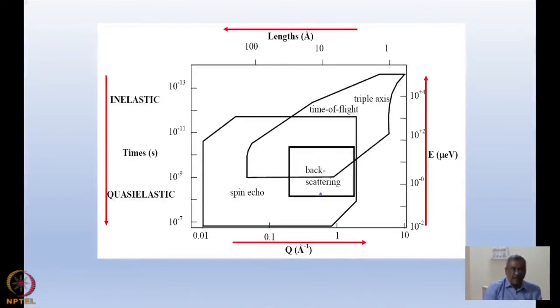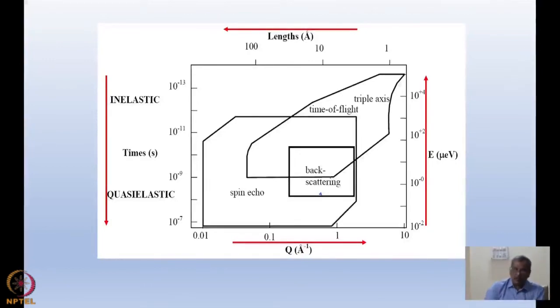That means the Q omega values in the Q omega space that we can measure using various instruments like triple axis, backscattering, spin echo. These are instruments which can measure dynamics. Triple axis is an instrument which can also measure phonons. I will discuss them. And time of flight machines can measure structure and dynamics both. The only thing I want to point out to you is that neutrons cover a very large range of Q omega space, which gives us a good handle to understand dynamics and structure for various kinds of material and length scales.